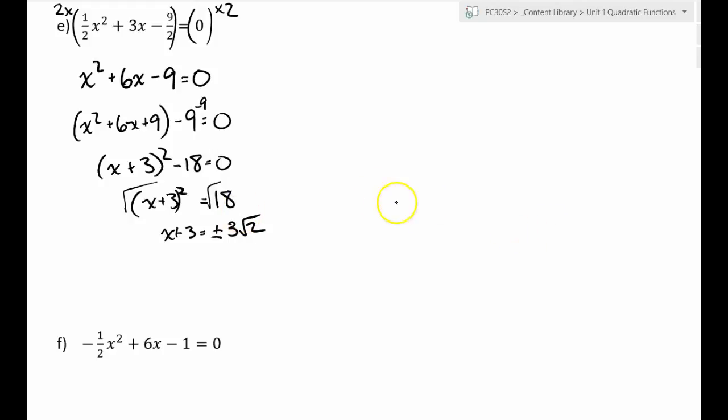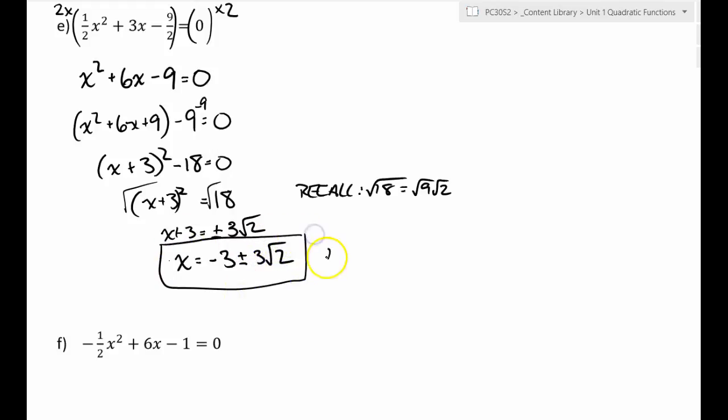Okay, root 18 can be broken up into root 9 and root 2. From here we've got to move that 3 still. So x equals, I'm finally left with -3 plus or minus 3 root 2. And once again, we have to check. Again, because we're dealing with radicals, you're more than welcome to plug it into your calculator.